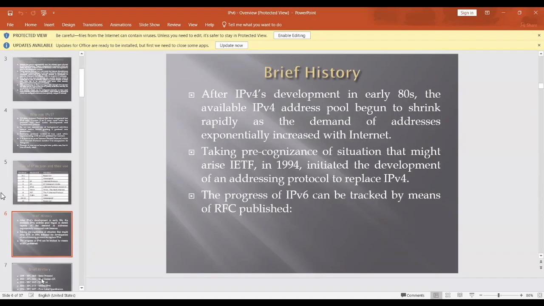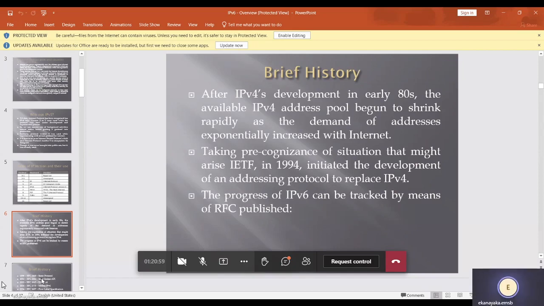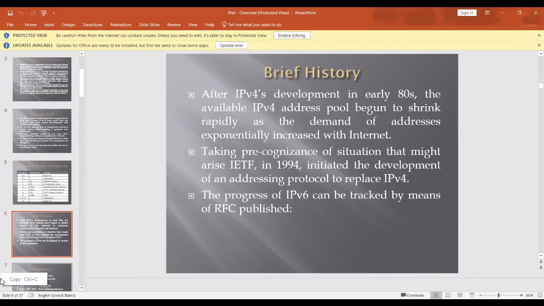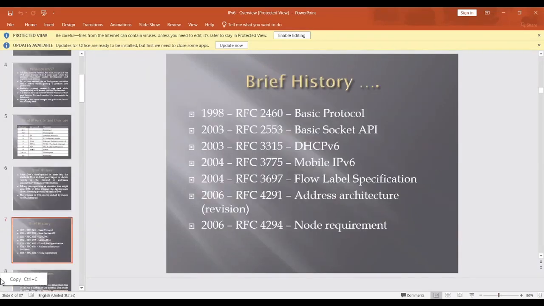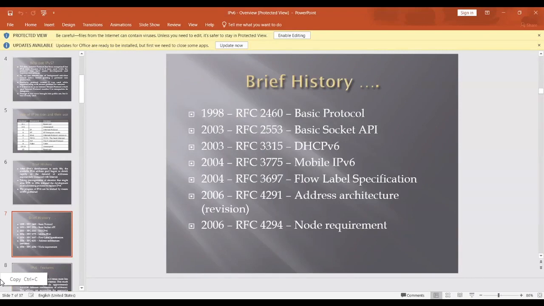And this is the brief history of IP version 6. Taking into account the situation that might arise, the Internet Engineering Task Force in 1994 initiated the development of an addressing protocol to replace IP version 4. So it was started that early, and the progress of IP version 6 can be tracked by means of the published RFCs, requests for comments.